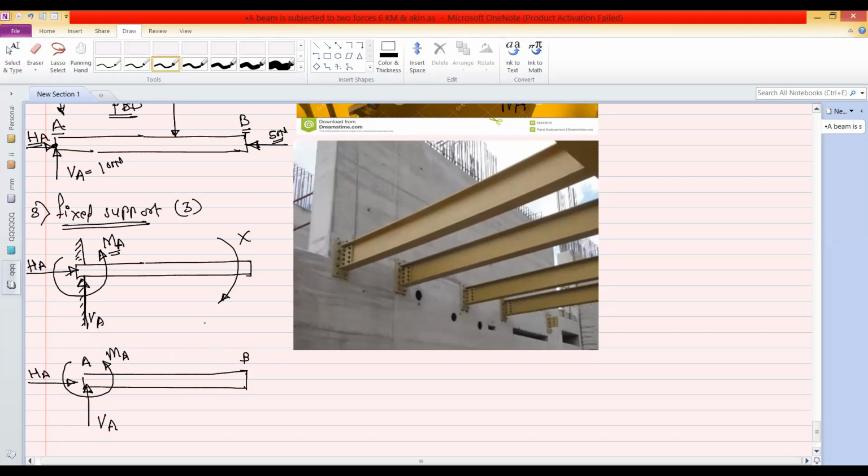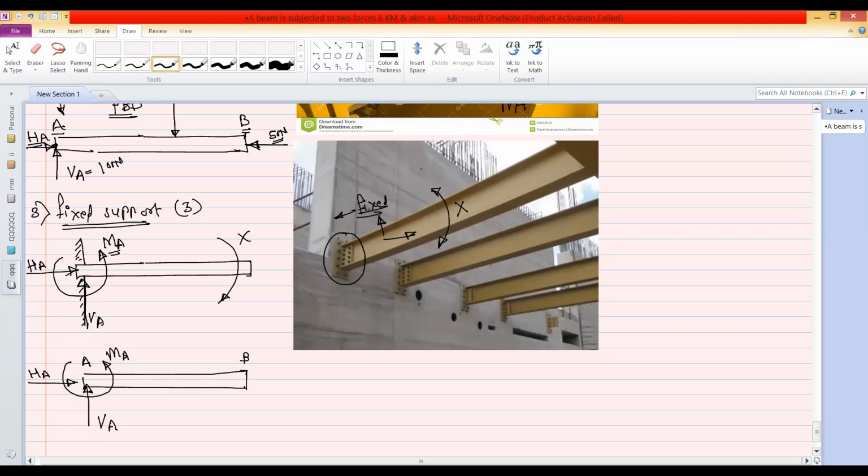Okay. So you can see here an example. This is the I beam, which is used for building construction. This I beam is connected to this wall. So this is the fixed support. Therefore, if we try to rotate this I beam, maybe in the clockwise or anti-clockwise direction, we cannot rotate this beam. Even if we try to pull this beam in the horizontal direction or in the vertical direction, it is not possible to pull the beam in the horizontal or vertical direction.